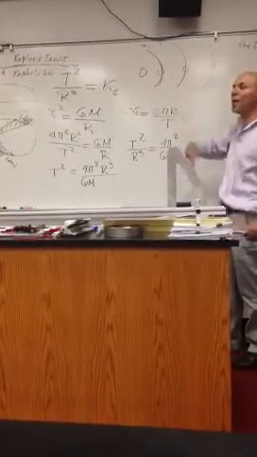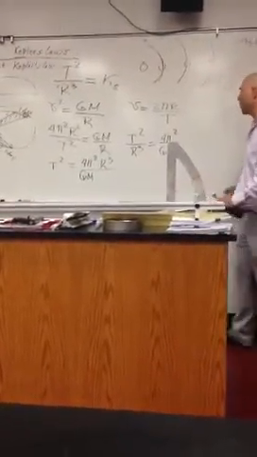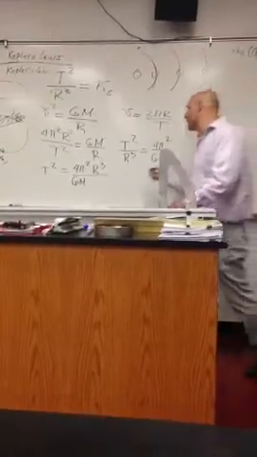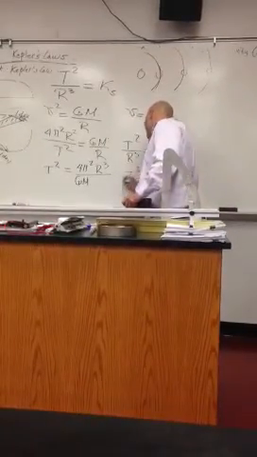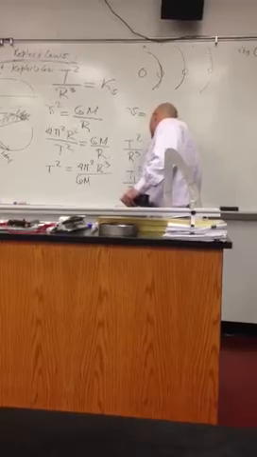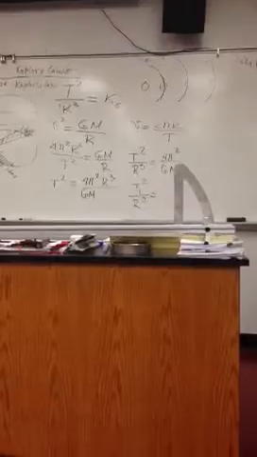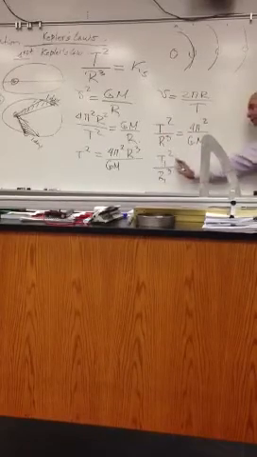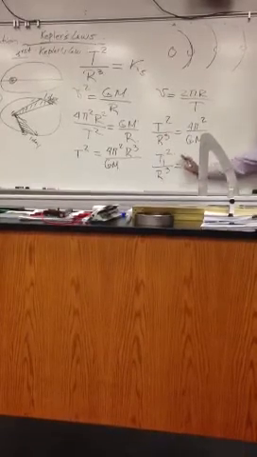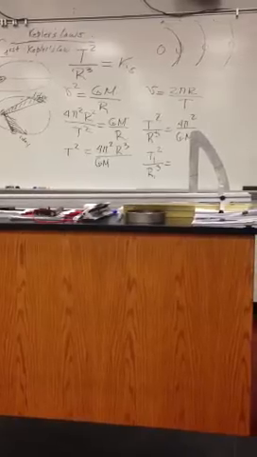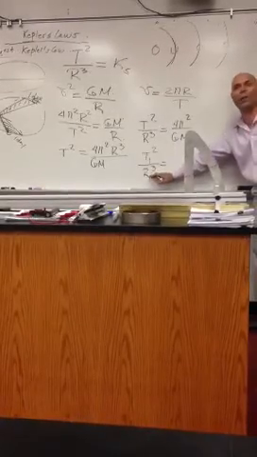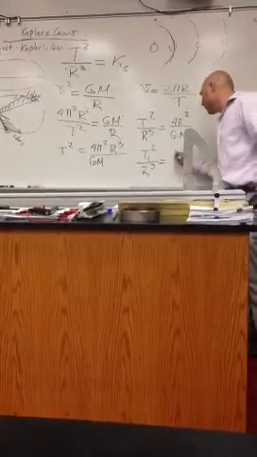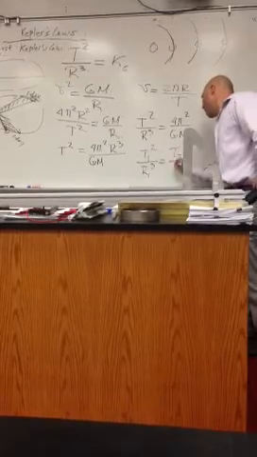Now, for two planets, what can we say? Because this is the same constant, we can say that T1 squared over R1 cubed is equal to what? If we have a second planet, what can you say? If this ratio is constant for all planets in the solar system, what can we say? T1 squared over R1 cubed will be equal to T2 squared over R2 cubed.